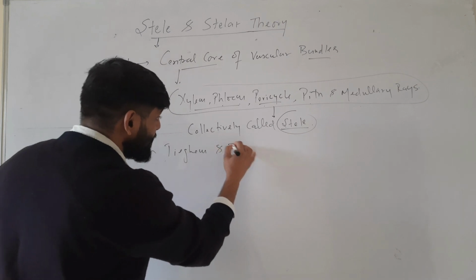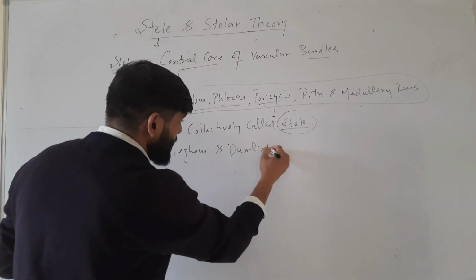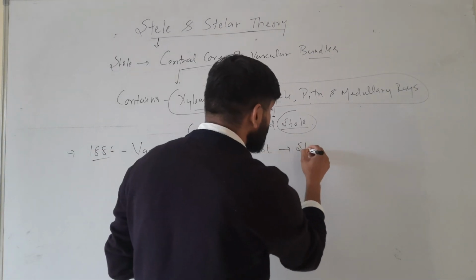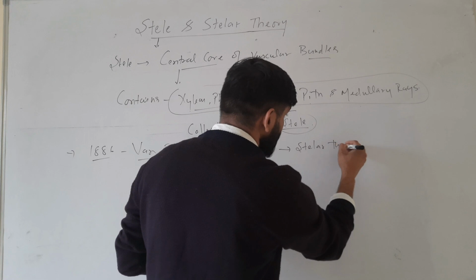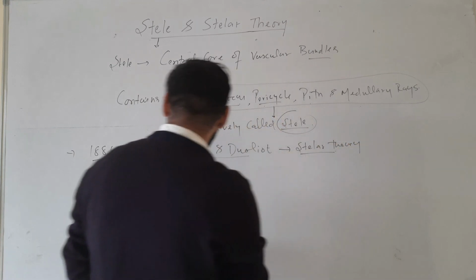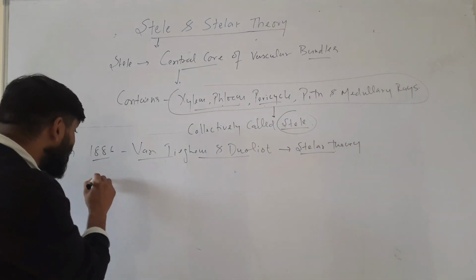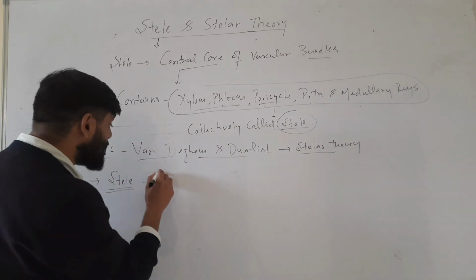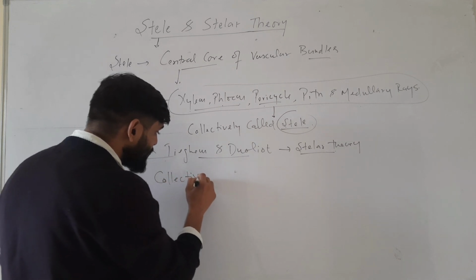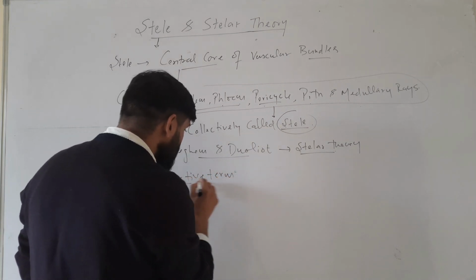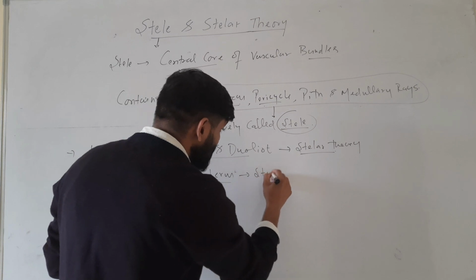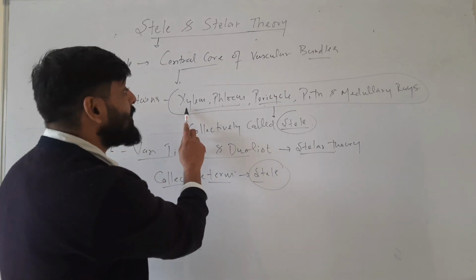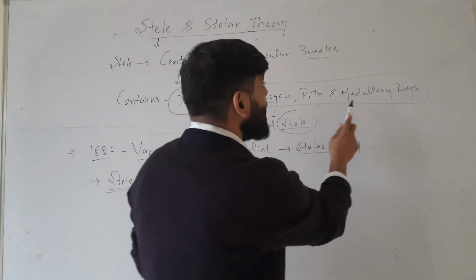Van Tieghem and Douliot gave a theory. This theory is called Stelar theory. In this theory, they gave the term stele. They gave this collective term that is called stele, and they said that this stele contains xylem, phloem, pericycle, pith, and medullary rays.